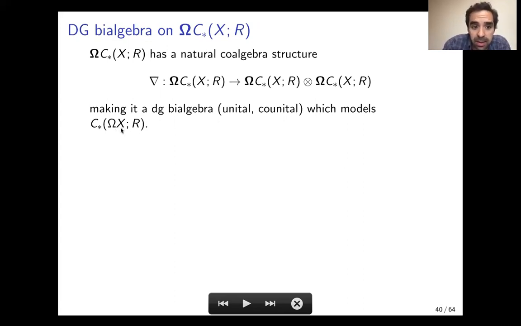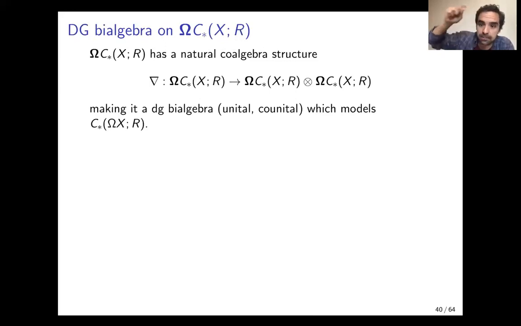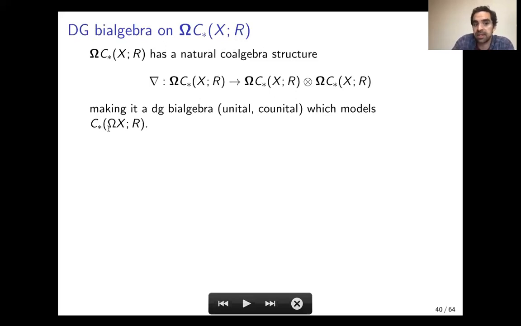So by the base loop space on X, I mean Moore loops. So it's a strictly associative topological monoid obtained by concatenating loops. So if you take chains on the base loop space, that concatenation of loops induces an algebra structure. But since the chains on any space is a coalgebra, you also get a coproduct. And these are compatible, right? They give a bialgebra structure here.